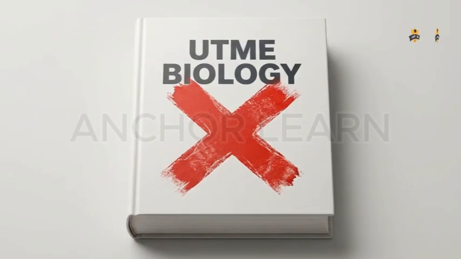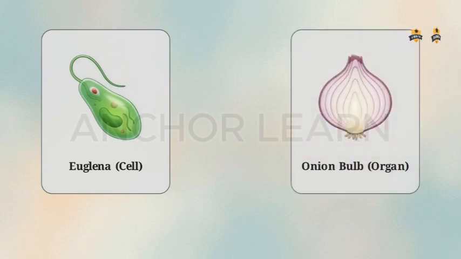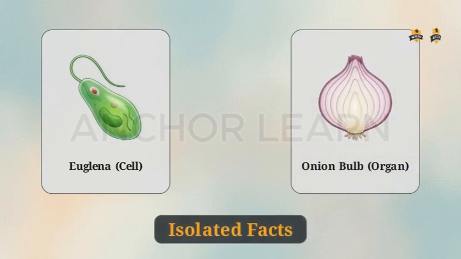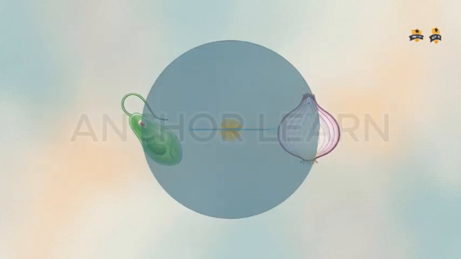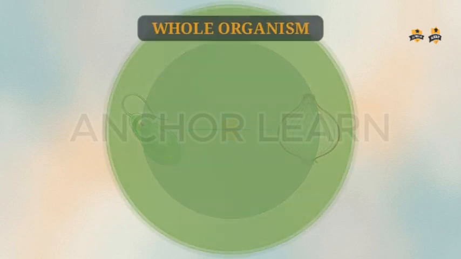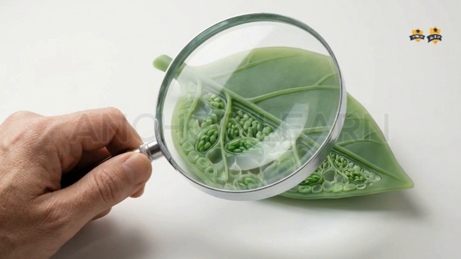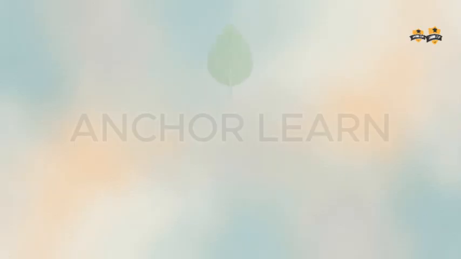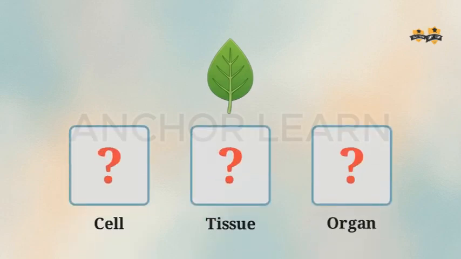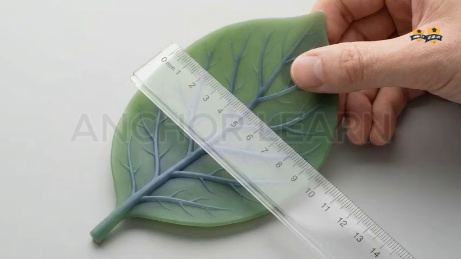Consider why students who read the textbook cover to cover still miss simple level of organization questions on the UTME. This often happens when a student treats euglena or an onion bulb as isolated facts to be memorized. They miss the functional relationship connecting those parts to the whole organism. The examiner's deception relies on this. The board will select a common, visually simple object, like a thin, flat leaf, and challenge you to classify it, knowing many will guess based on its size rather than its internal complexity.